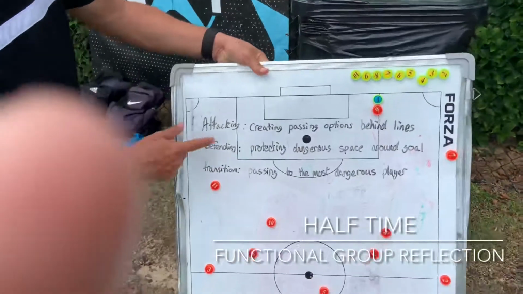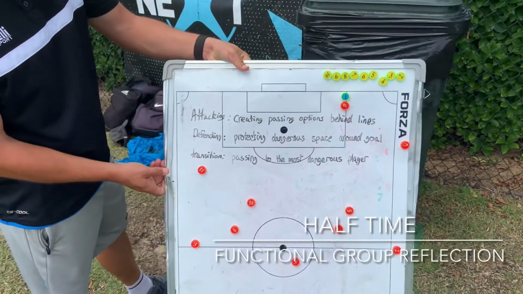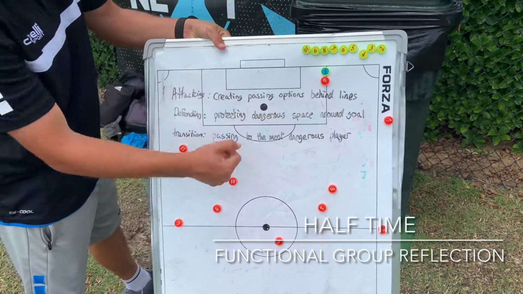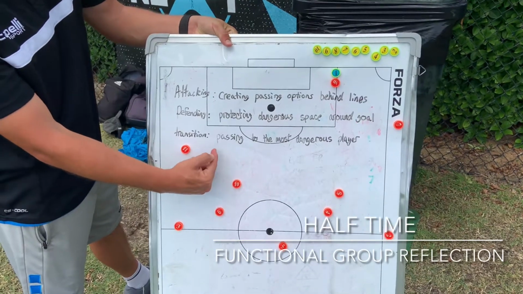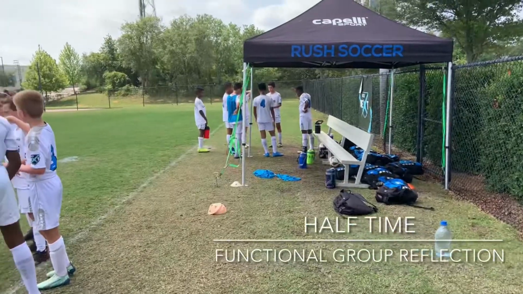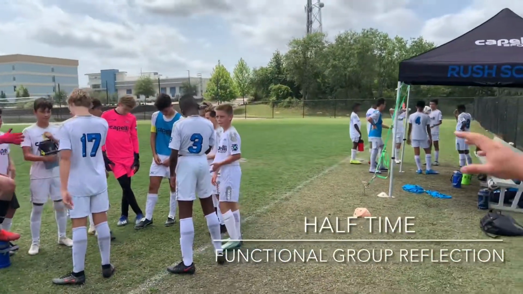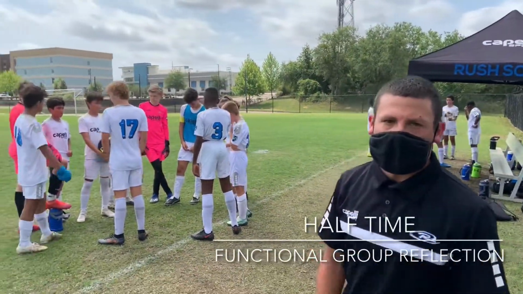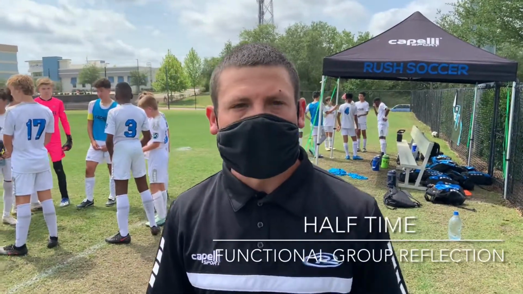So you have attacking, creating passing options behind lines, defending, protecting dangerous space around the goal, and then from a transition standpoint, passing to the most dangerous player. And so right now you have the midfielders, the defenders, and the forwards all together talking. After about another minute or 2 of this, I'll bring them in on the board and I'll see you shortly. So how's the first half going?